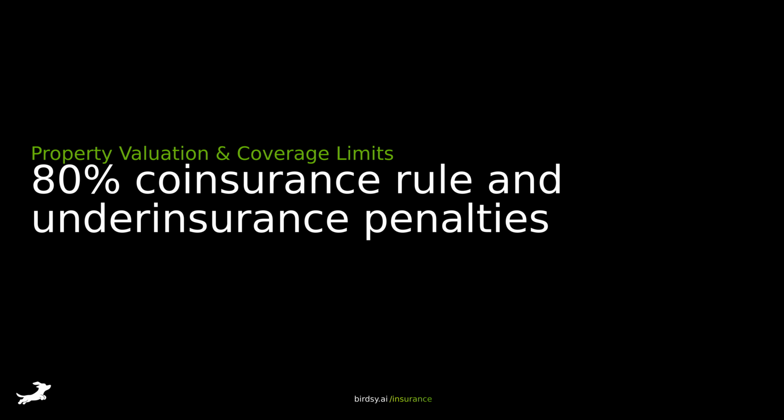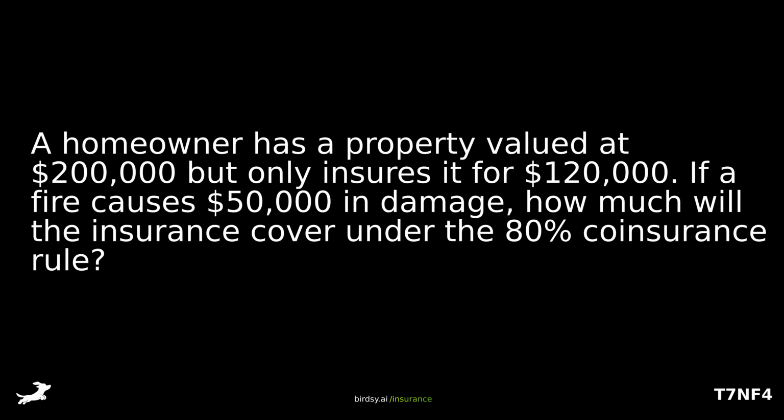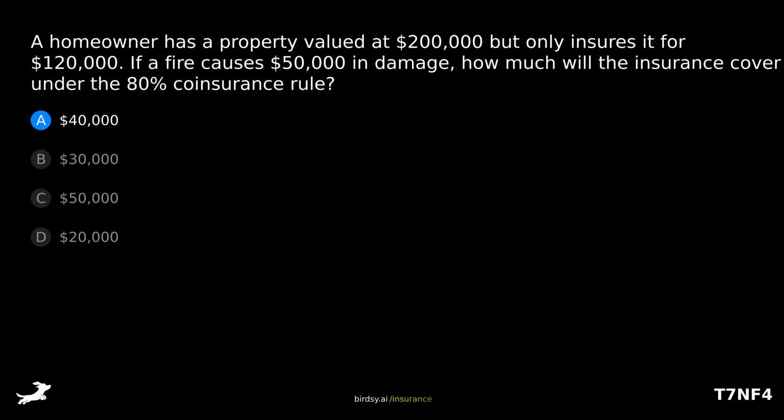80% coinsurance rule and underinsurance penalties. A homeowner has a property valued at $200,000, but only insures it for $120,000. If a fire causes $50,000 in damage, how much will the insurance cover under the 80% coinsurance rule? Is it A, $40,000, B, $30,000, C, $50,000, or D, $20,000? The answer is B, $30,000.